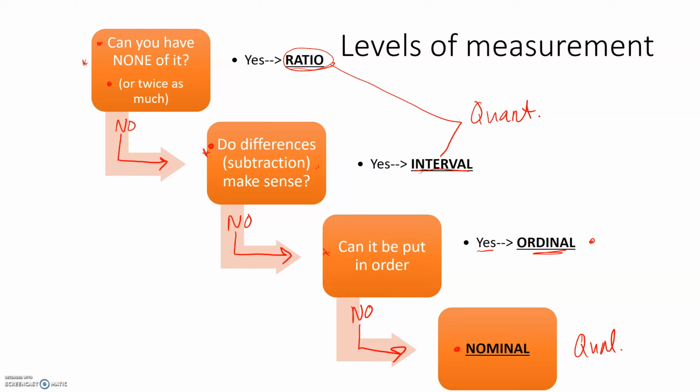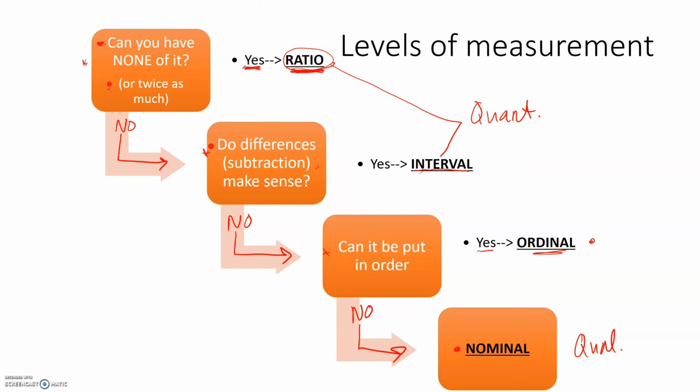So I'm just going to do a couple of quick examples. Let's say we were looking at the number of social media platforms that you use. We would start with our first two questions. Can you have none of it? Could somebody say that they have no social media platforms that they use? Well, the answer to that would be yes, okay? And so that would be at the ratio level.